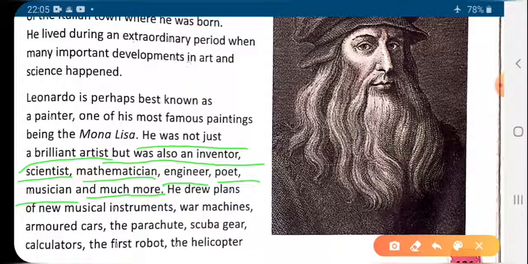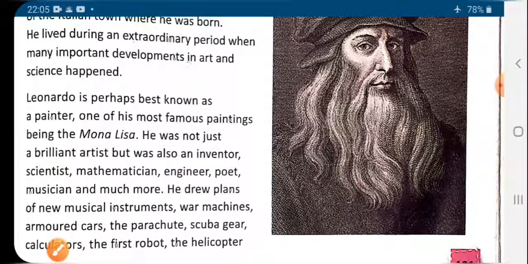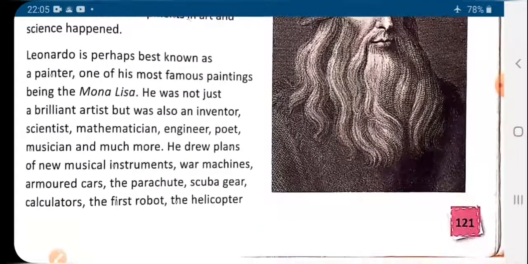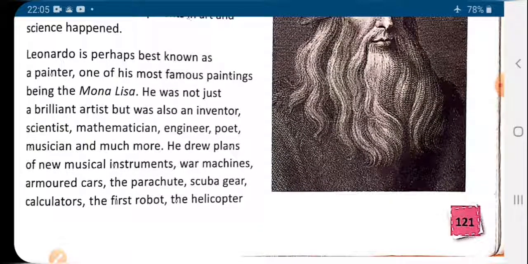But Leonardo was not only an artist. We know that he was a brilliant artist, but he was not only an artist, he was a great inventor, scientist, mathematician, engineer, poet, musician, and much more. Means with a lot of qualities as a mathematician, as an engineer, a scientist, a poet, a musician.